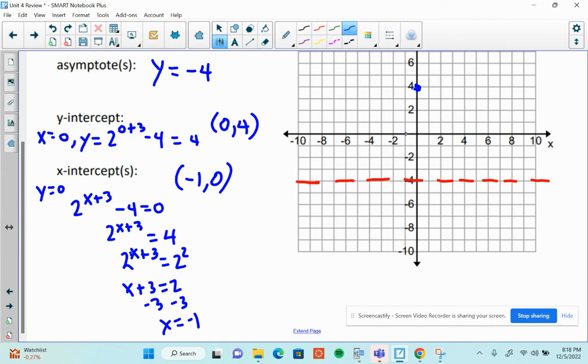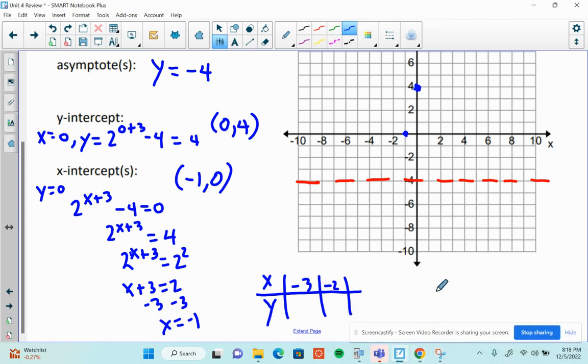That's a terrible looking point. Let me fix that a little bit. I'm going to figure out what happens at x equals negative 2. I'm also going to figure out what happens at x equals negative 3. When x is negative 2, my y value is, let's see, 2 to the negative 2 plus 3. That's 2 to the first, which is 2. And then take away 4, we get negative 2.